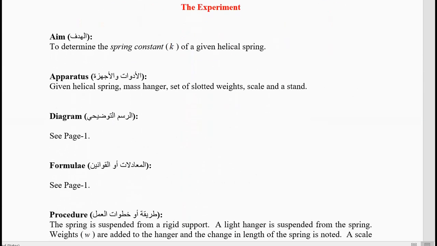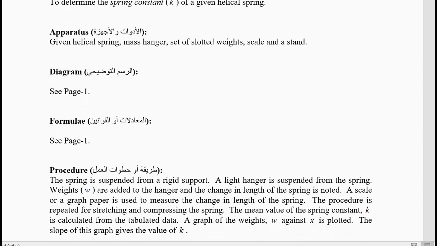Aim. What is the aim? To determine the spring constant K of a given helical spring. Your teacher in the lab will give you different springs. Different students will get different answers. Apparatus. Given helical spring, mass hanger, set of slotted masses. It's not weights. Scale and a stand. We have seen all these things in the image on page 1.